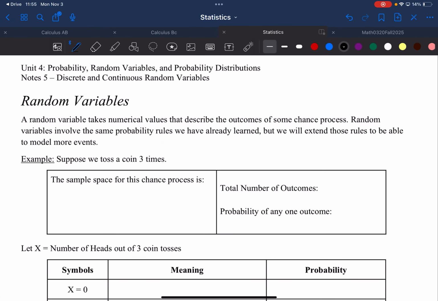Okay, so notes 5 is over discrete and continuous random variables. You will need some highlighters if you don't have them out already.